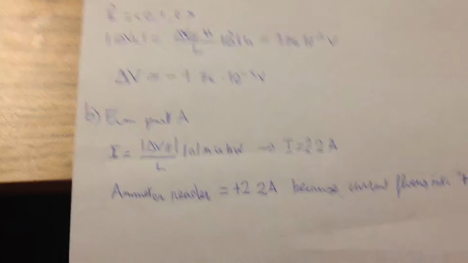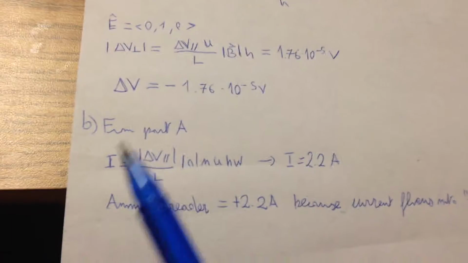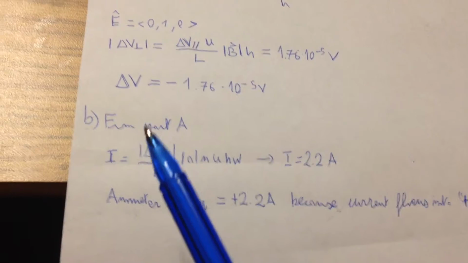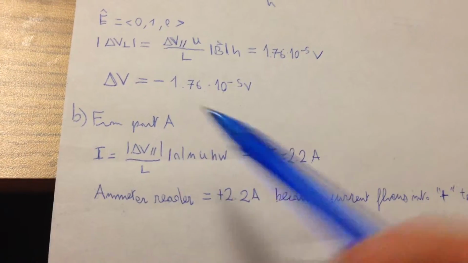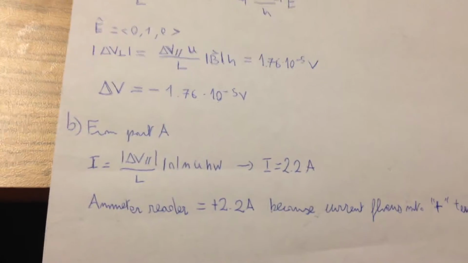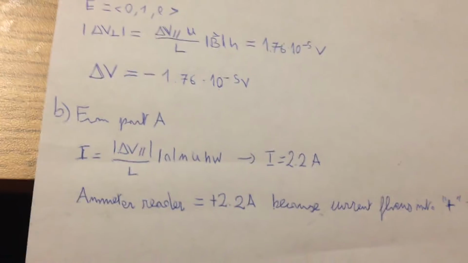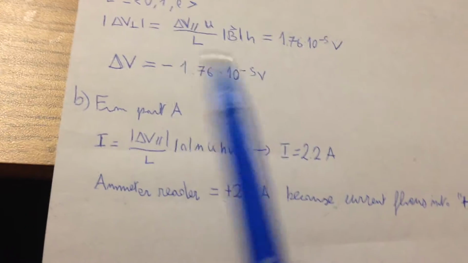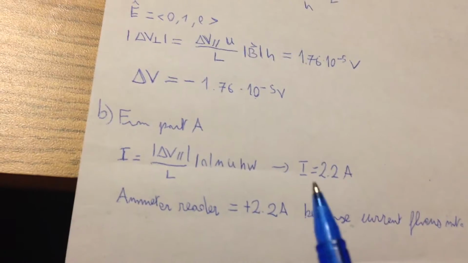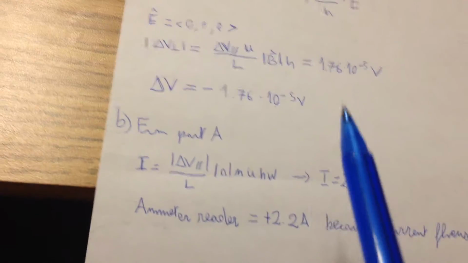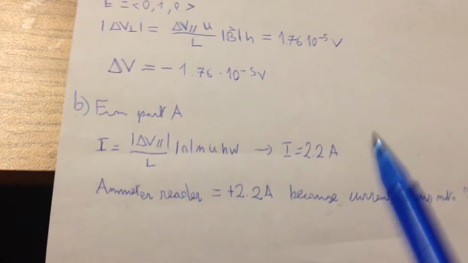Now, how do we get the current? As I was saying before, we get the same equation that we had before, but we already know the parallel voltage. We know it because it's the battery. And once we get the parallel voltage and we do this ratio from before, and we plug in all the numbers, we get I equals 2.2 amperes.